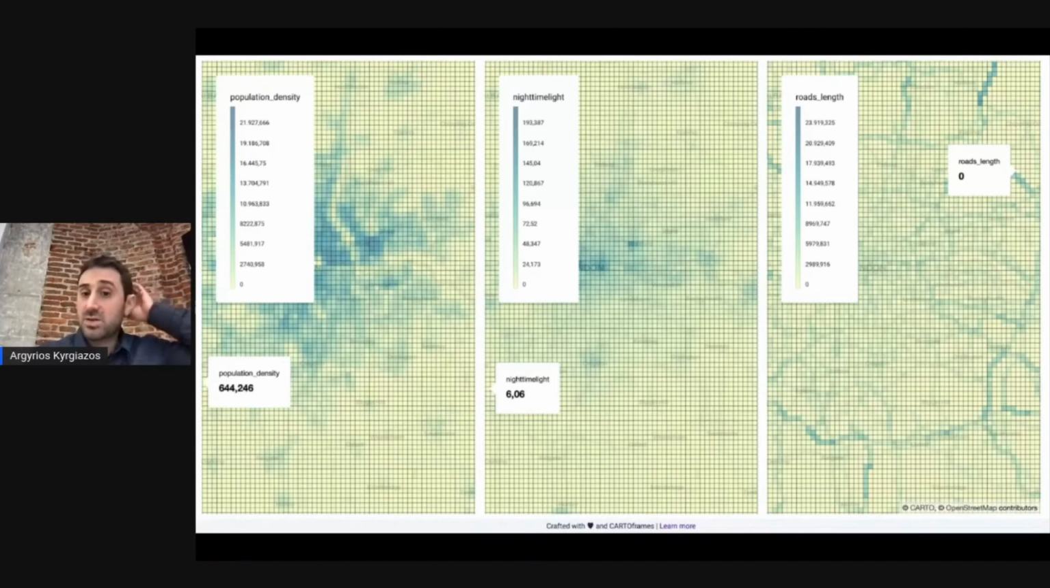Now this is an example of how it looks by putting these 3 datasets all together. What you see is London, and on the left side you can see the population density, in the middle the nighttime light data, and on the right the road length. This is just an example visualization of putting the 3 datasets together.